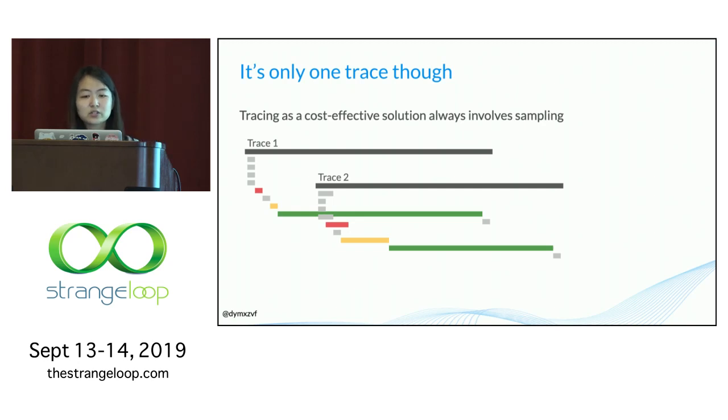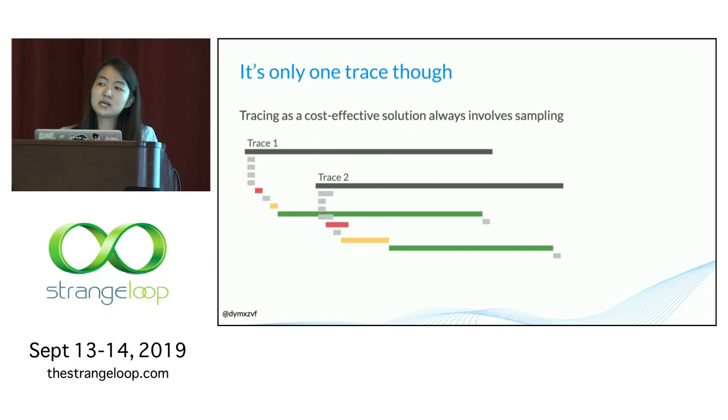Now the problem with tracing, well, not a problem, but one downside, you can't have everything, is that there are hundreds of thousands of transactions in a production system, and it's likely not feasible at all to capture all of them. And frankly, you don't want to capture all of them because you don't want to pay to capture uninteresting transactions. 99% of the transactions you probably don't even care about. So for tracing to be cost effective, it almost always involves sampling.